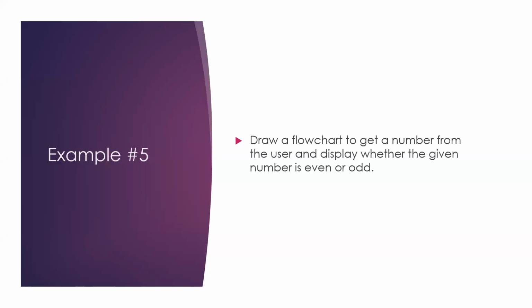Draw a flowchart to get a number from the user and display whether the given number is even or odd. So you get a number and then you are going to display whether the number is even or odd.